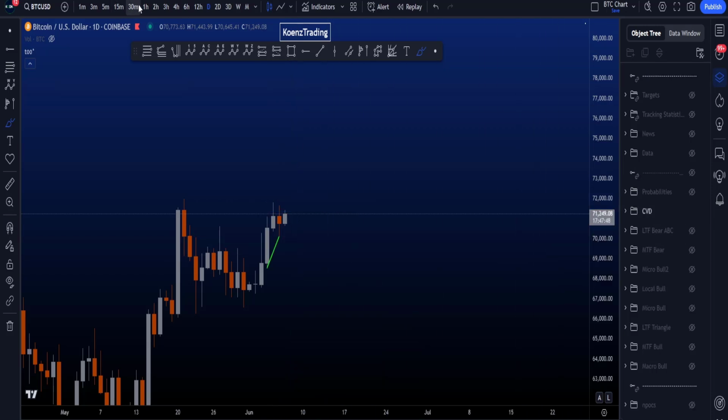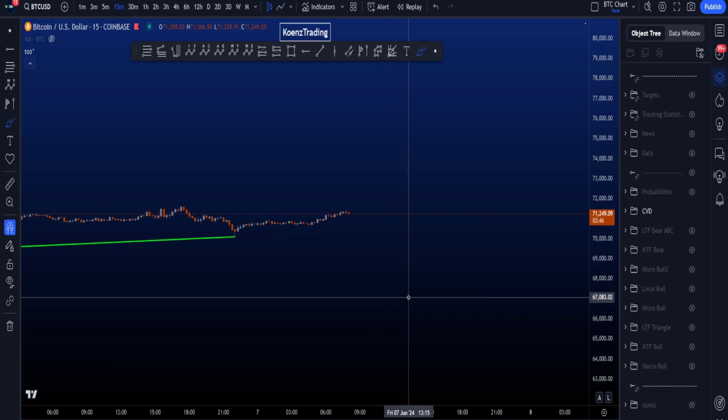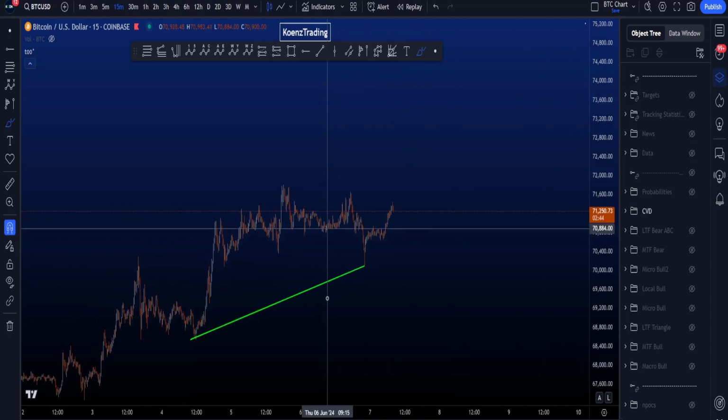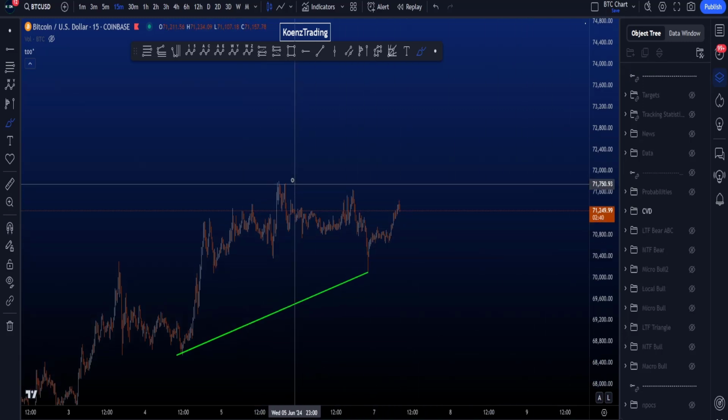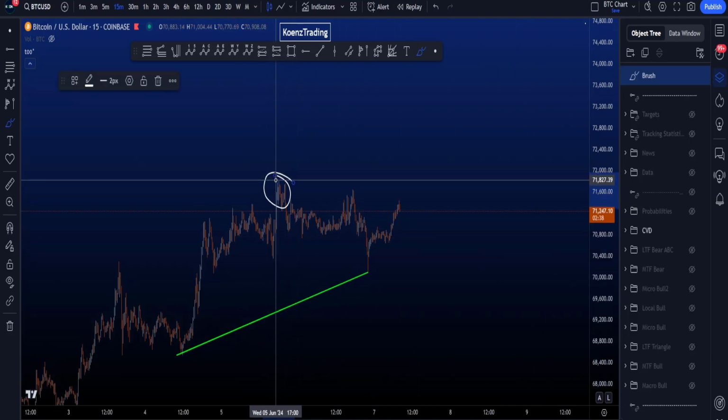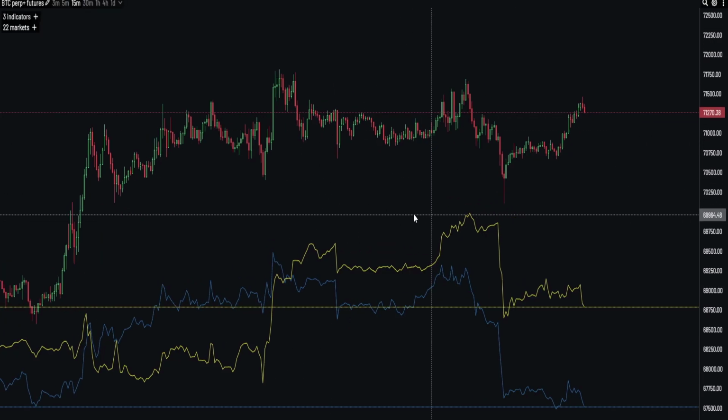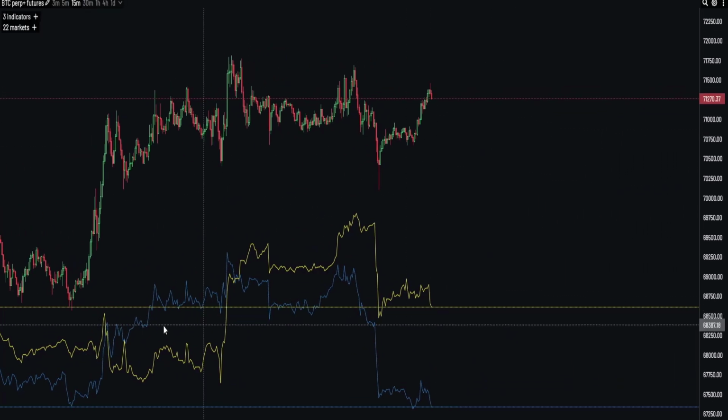Going to the 15-minute time frame, we do have some CVD divergences on the chart. Higher low in price, lower low on this CVD, a bullish CVD divergence. The target would be this high here at 71.8k. On the chart, you can see it like this.